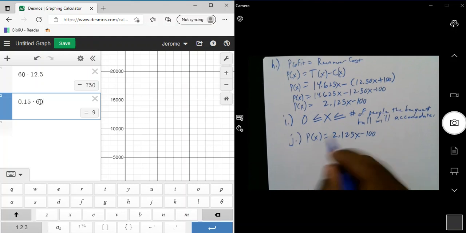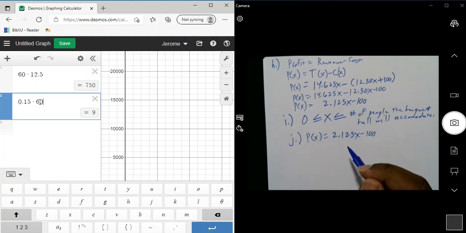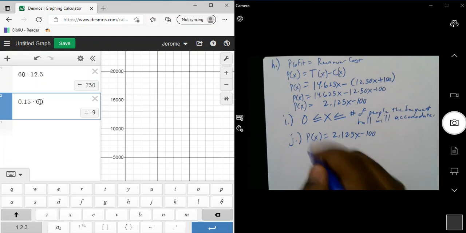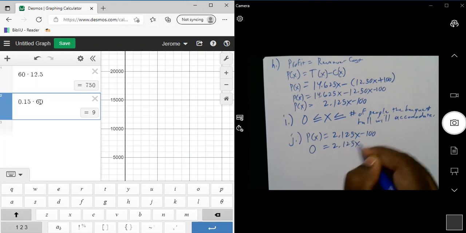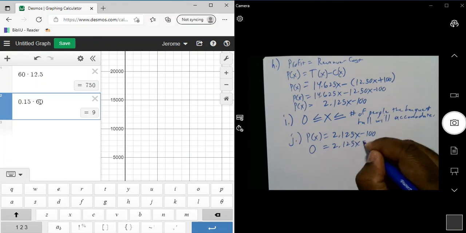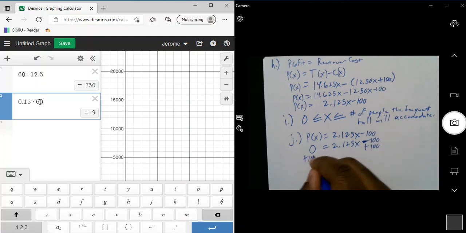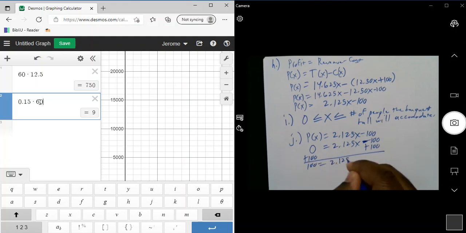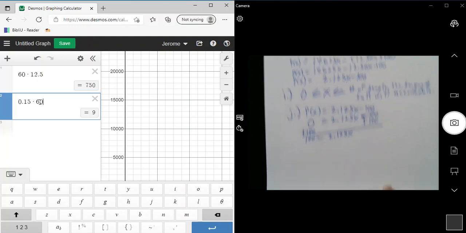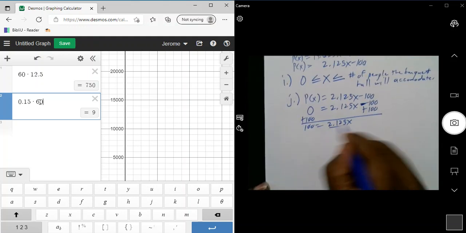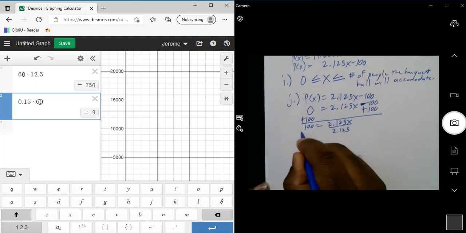So now, again, breaking even is where you don't make any money, you don't lose any money. So that'll be 0. So you would set this equation equal to 0. Now we would solve for X. So we would add 100 on both sides. So 100 is equal to 2.125X. We divide each side by 2.125.